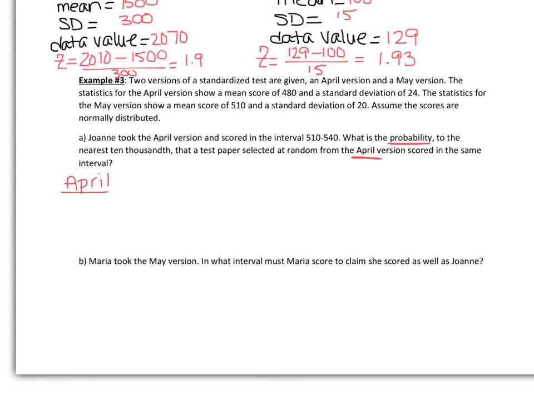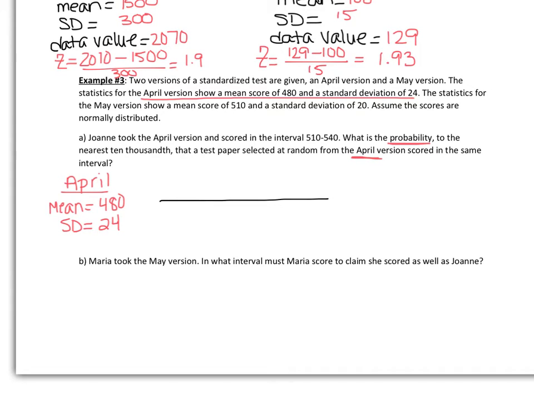So it says the April version shows a mean of 480. So let's write down mean is equal to 480. And it also says a standard deviation of 24. So what do they want to know? It says here that Joanne took this test in April and she got in this interval. We want to know the probability that this test paper will be in that range.